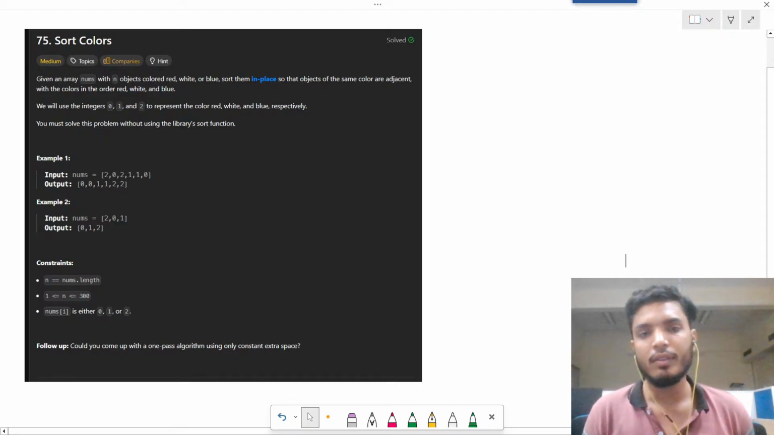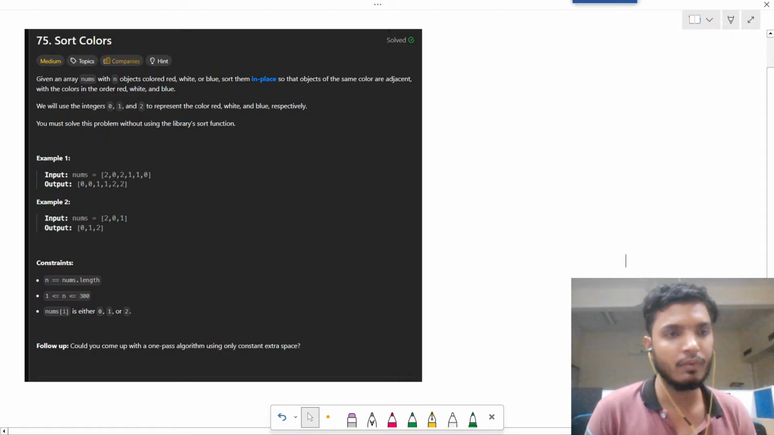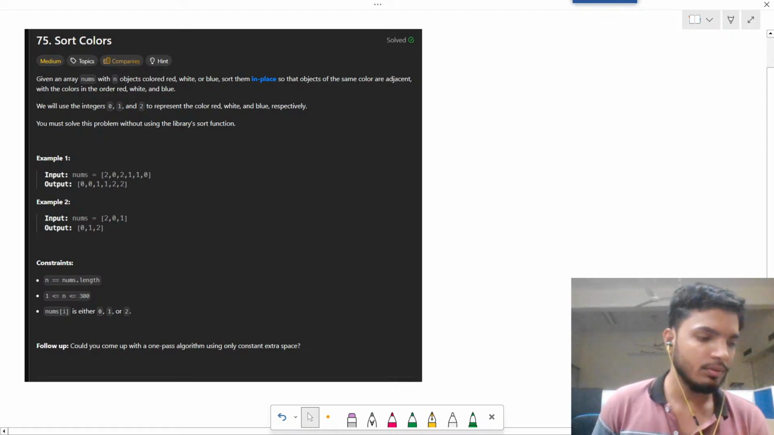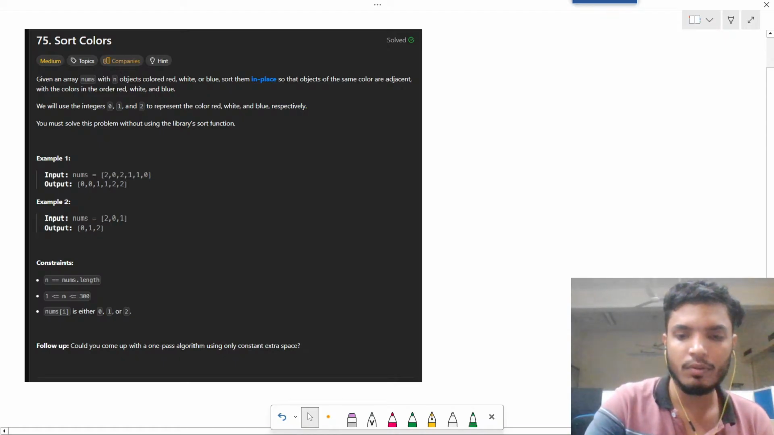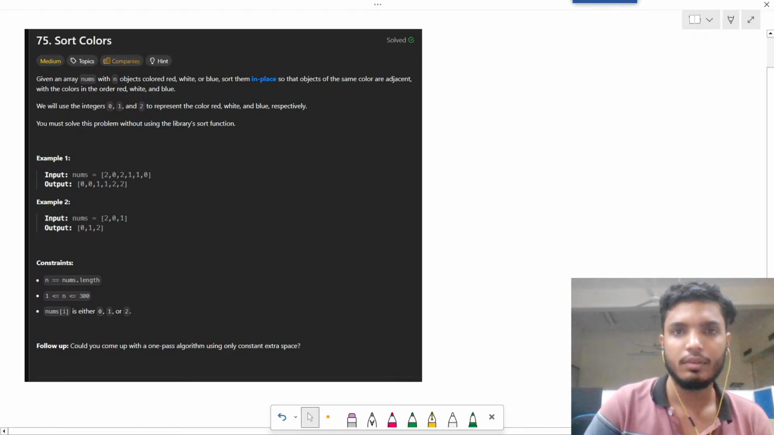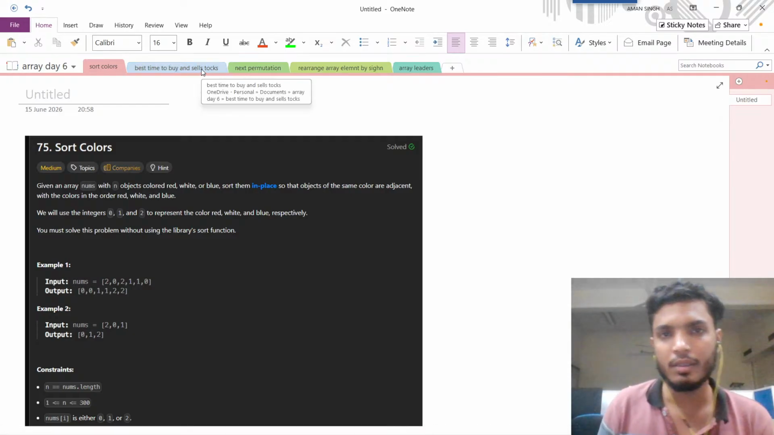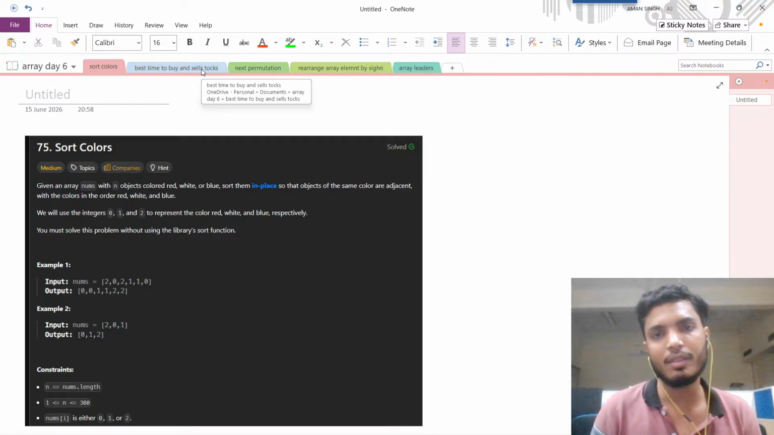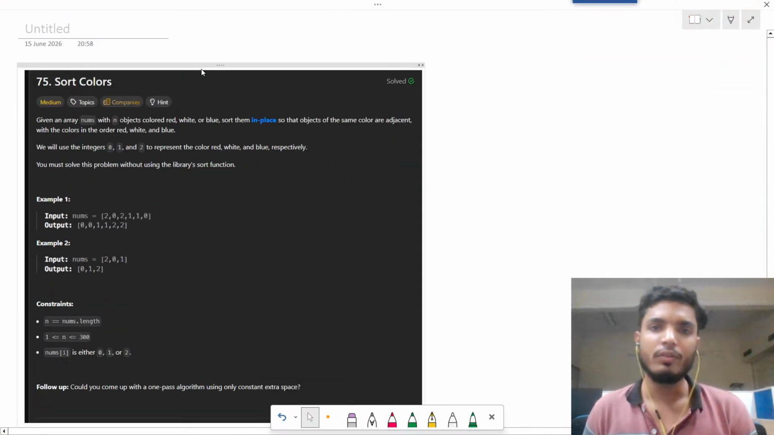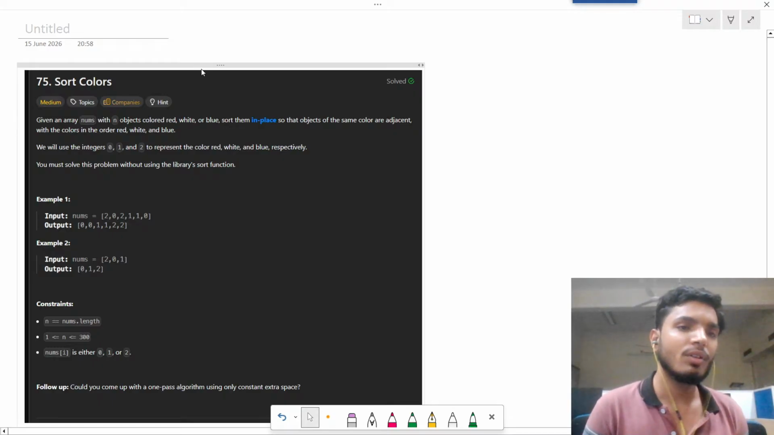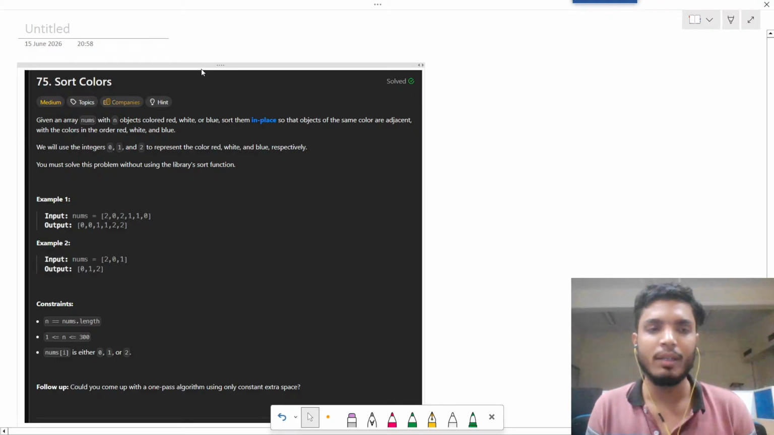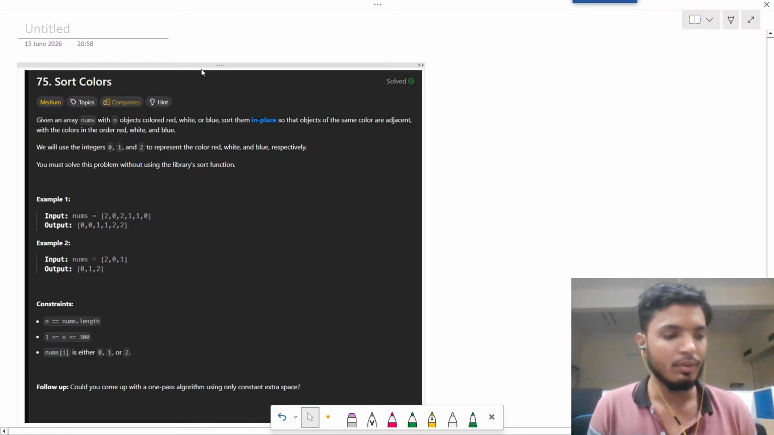So, even if you have not attended all the previous classes, you will still be able to understand all 5 problems. The problems we will be solving are sort colors, best time to buy and sell stocks, next permutation, rearrange array elements by sign, and array leaders. If you're solving any array problem, you don't need any prerequisite, just normal class 11, 12 maths and normal aptitude.